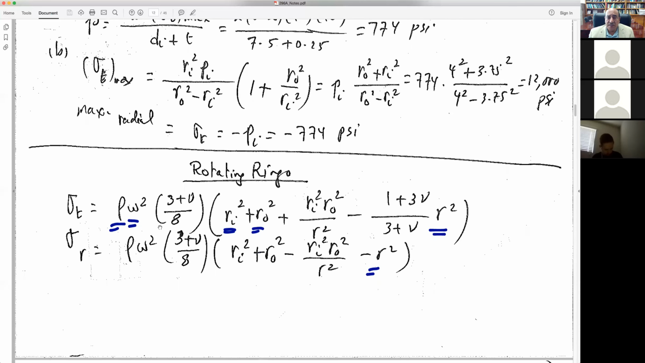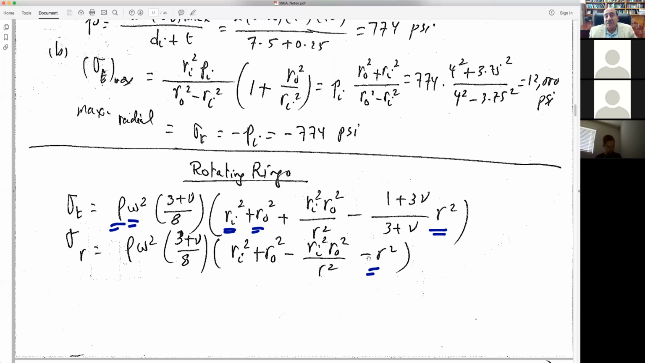In these formulas here, you have tangential stress and radial stress of exactly the same nature. The only difference is that the tangential has a plus and the radial has a minus here. And then the last term is proportional to the generic radius squared. Generic radius is this R that doesn't have any subscript. The tangential case has 1 plus 3 nu over 3 nu here, and the radial doesn't have that.